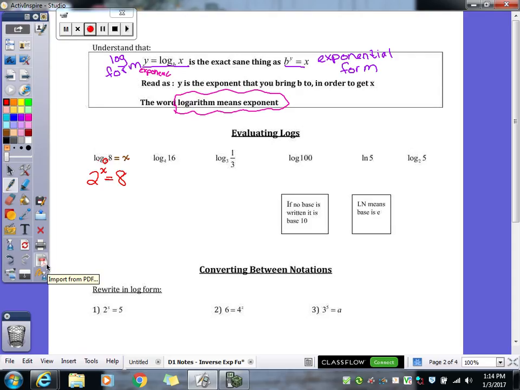And now it's just like the equations we were doing before in our last unit. How can we rewrite 8? 2 to the third. So 2 to the x equals 2 to the third. So now what's true about our exponents? Our exponents are equal, so x equals 3.